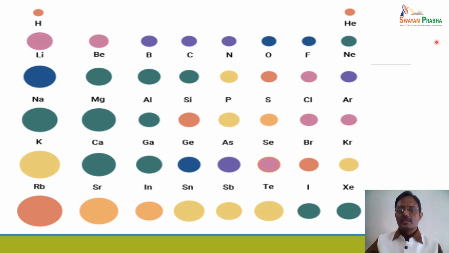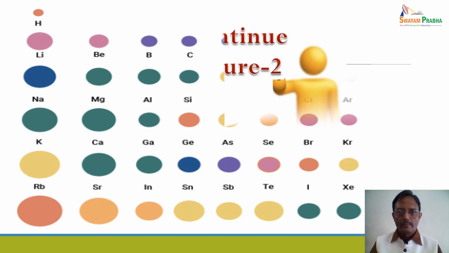The reason is interesting: when we consider the noble gases, we are talking about the van der Waals radius, whereas when we talk about all the other elements, we talk about the metallic radius or the covalent radius. And we know that van der Waals radius is always larger than the metallic as well as covalent radius.